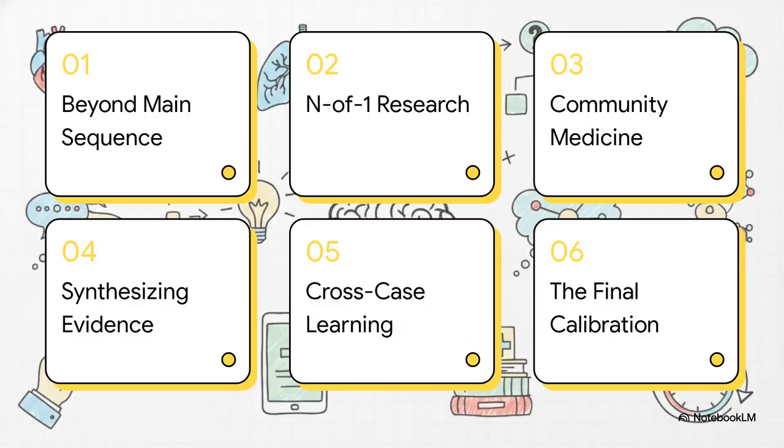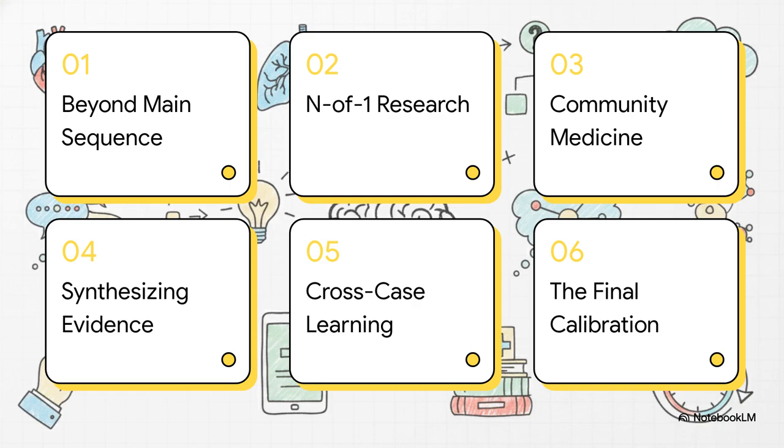Okay, here's our roadmap for today's explainer. 1, beyond the main sequence. 2, the micro with N of 1 research. 3, the macro, exploring community medicine. 4, synthesizing the evidence. 5, longitudinal cross-case learning. And finally, 6, the final calibration.